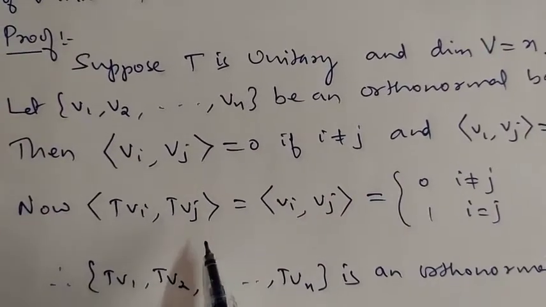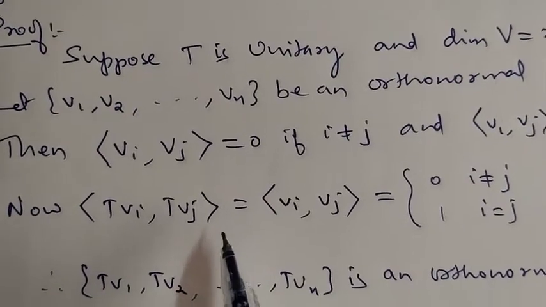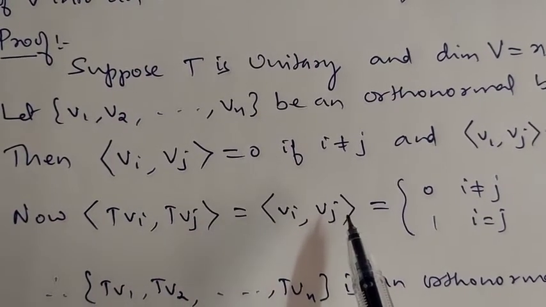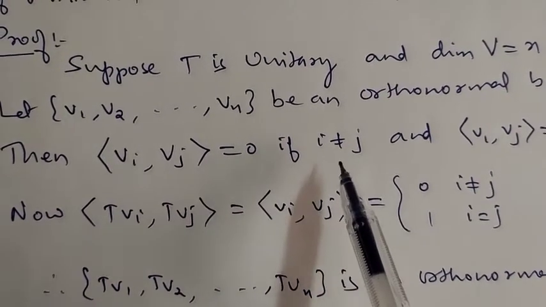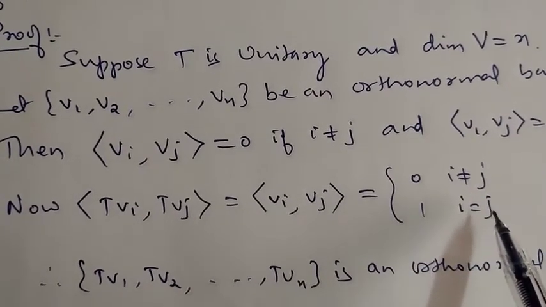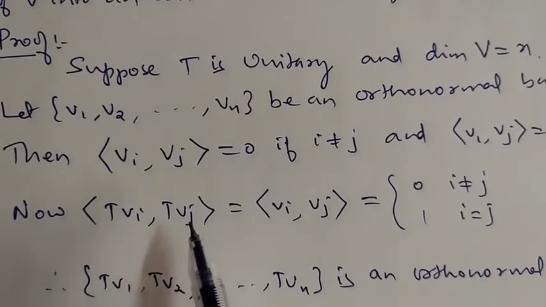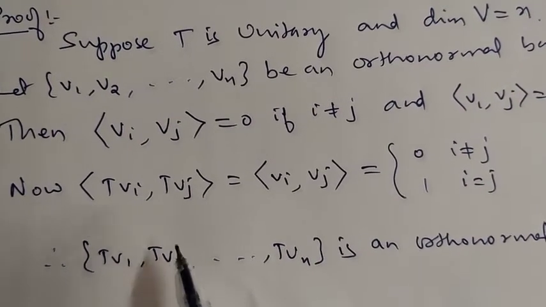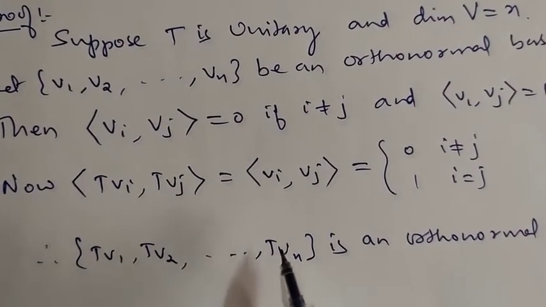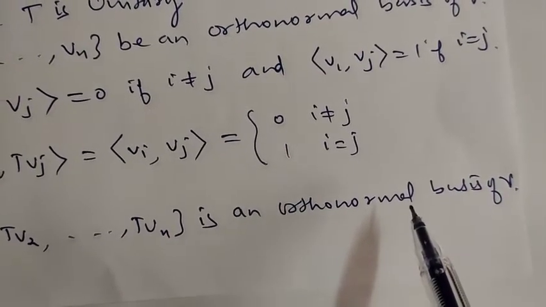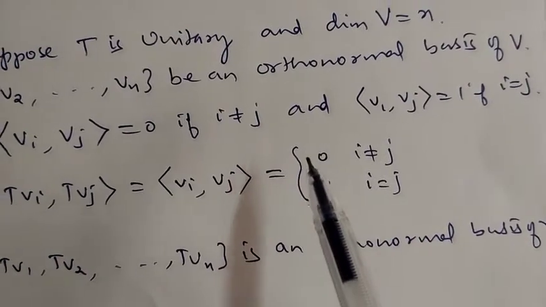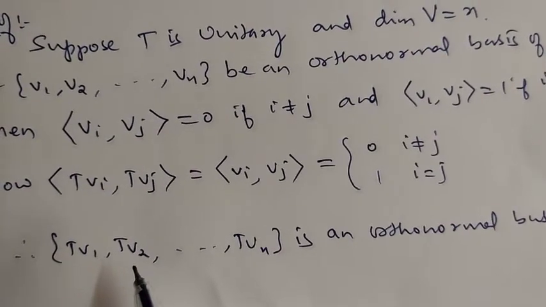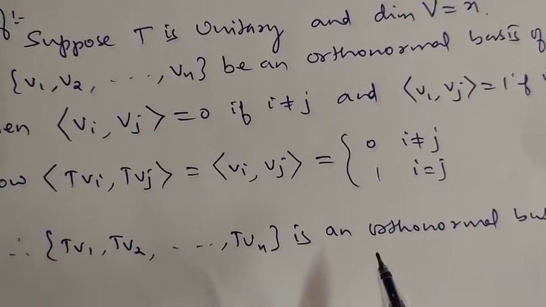Now you consider the inner product of T(vi), T(vj). Since T is a unitary transformation, this becomes inner product of vi, vj. But inner product of vi, vj is 0 if i is not equal to j, 1 if i is equal to j. Thus inner product of T(vi), T(vj) is 0 if i is not equal to j, 1 if i is equal to j, giving the vectors T(v1), T(v2), etc., T(vn) an orthonormal basis. Understand this? So if T is a unitary transformation, then it maps orthonormal basis v1, v2, etc., vn into the orthonormal basis T(v1), T(v2), etc., T(vn).